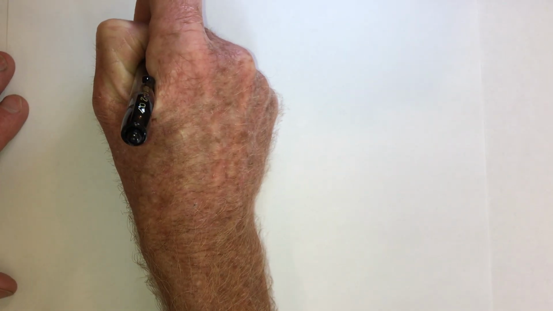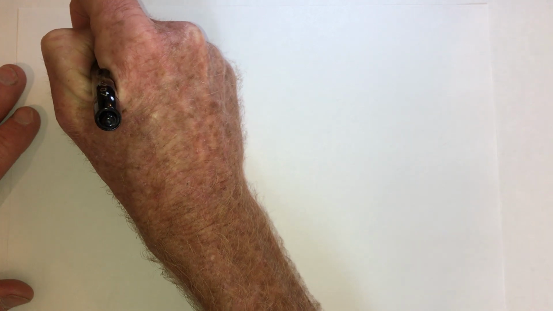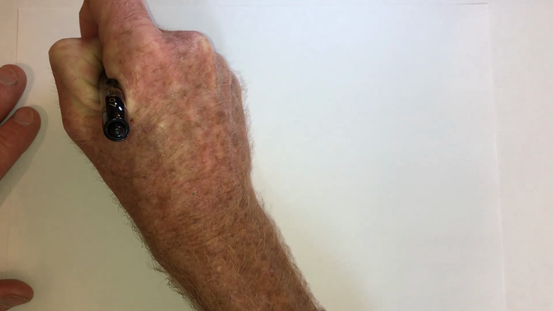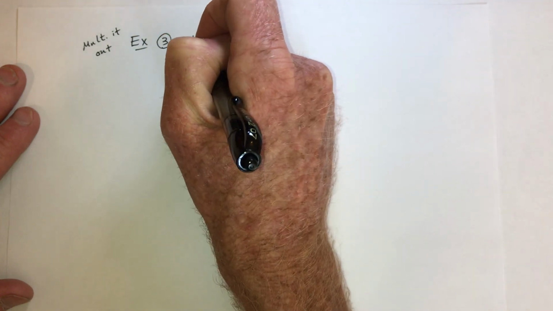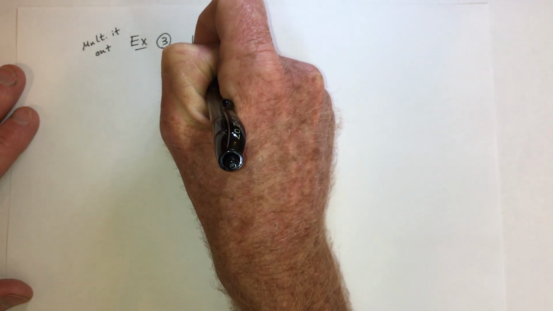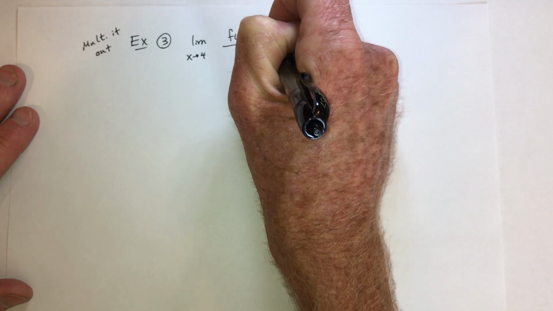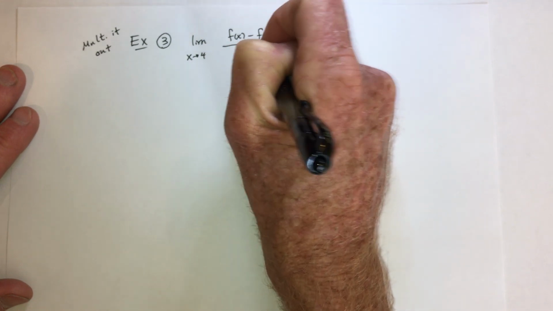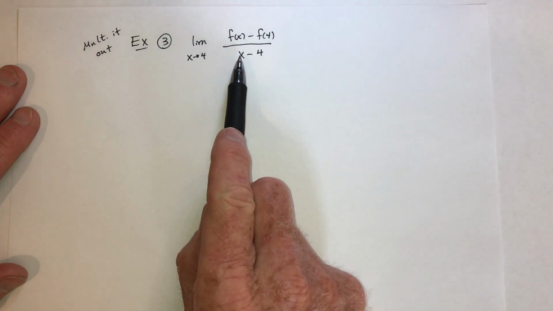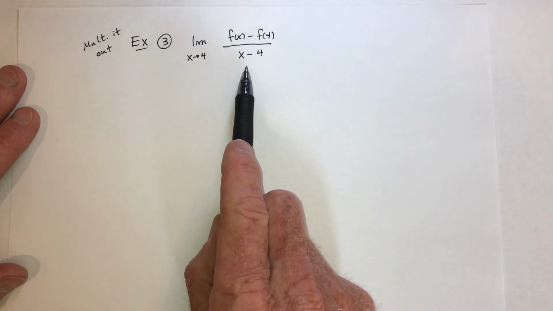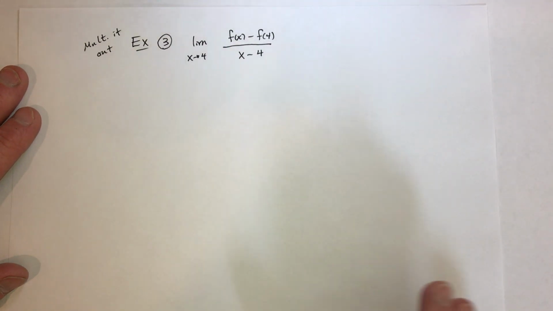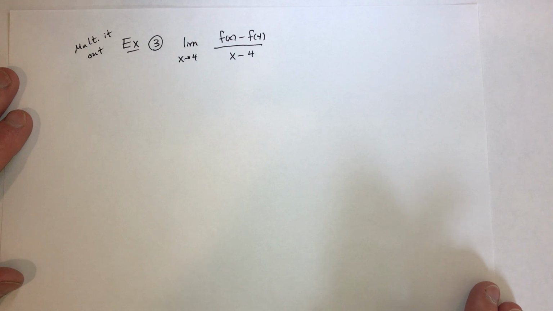Then for example number 3, and this is the kind where you have to multiply it out. So find the limit as x approaches 4. And this one's going to be f of x minus f of 4 over x minus 4. This limit right here is actually finding what's called the derivative, and that is one of the most important ideas in calculus, the derivative. And that we'll be doing next week.